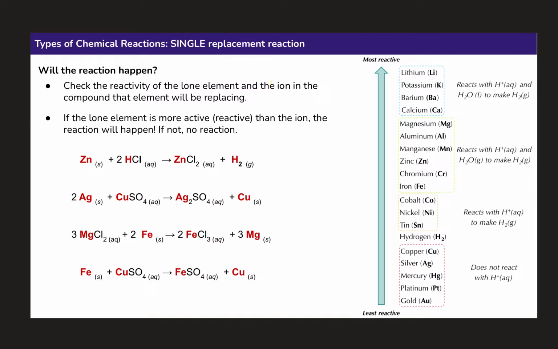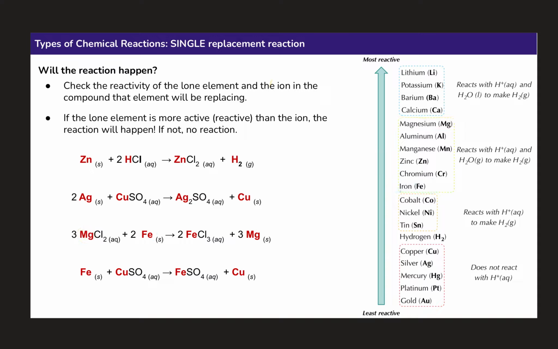In our second reaction, silver is the lone element and copper is the ion in the aqueous compound it may replace. If we identify silver and copper on the activity series, we see that silver is below copper, so the arrow goes up. That's like a boulder rolling up a hill on its own. That will never happen. This is not a reaction. In our third reaction, iron is the lone element and magnesium is the ion in the aqueous compound it may replace. Again, when we identify the two on the activity series, because iron is below magnesium, that would be like a boulder rolling up the hill again. That reaction does not happen.